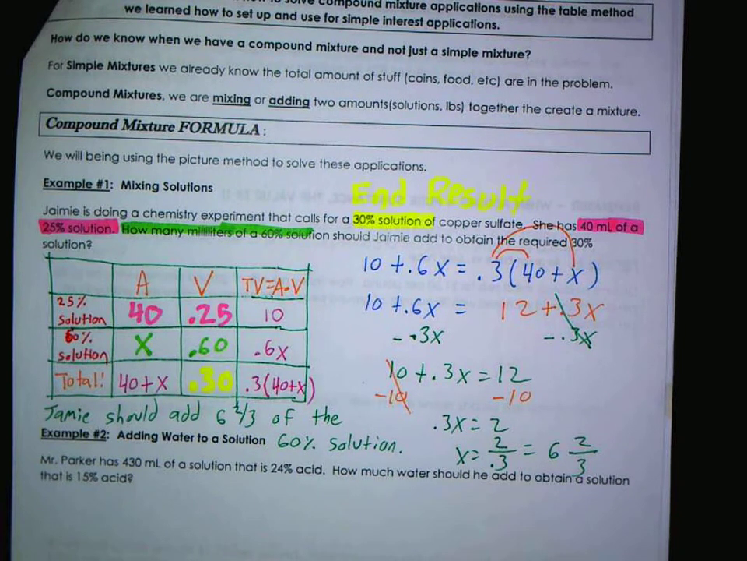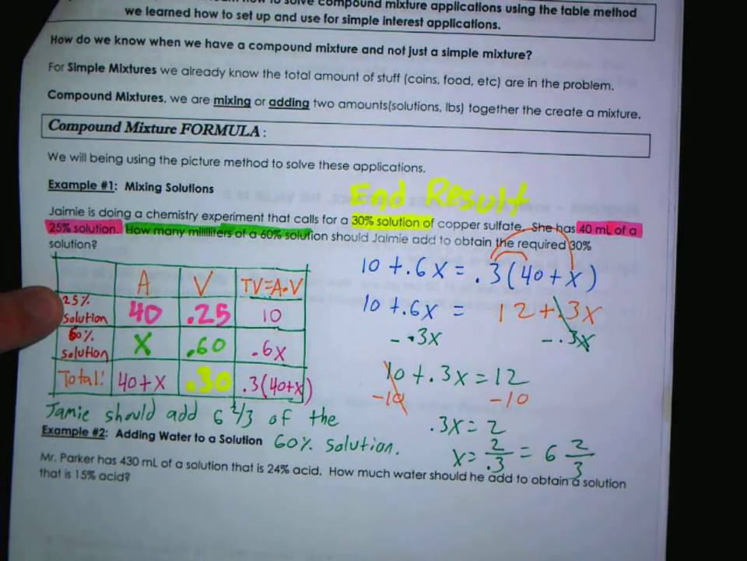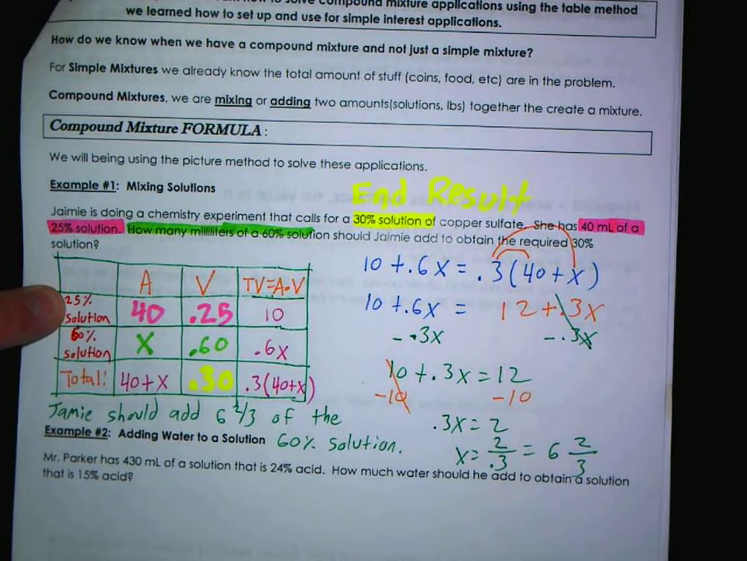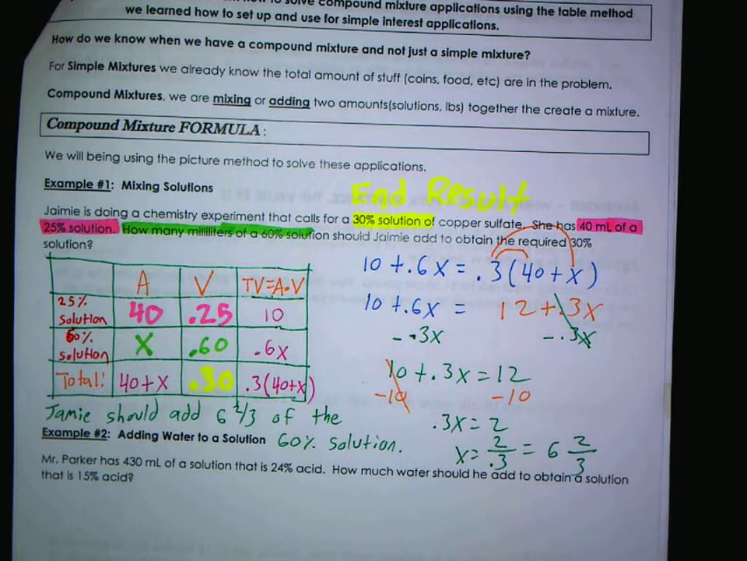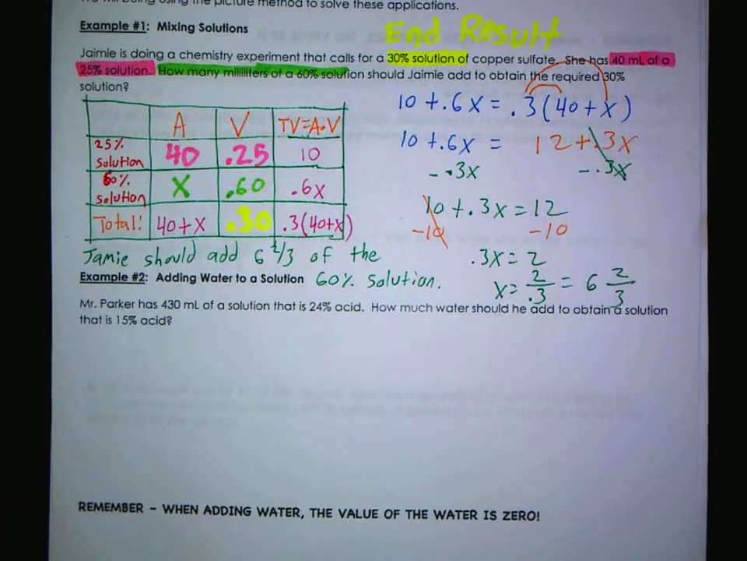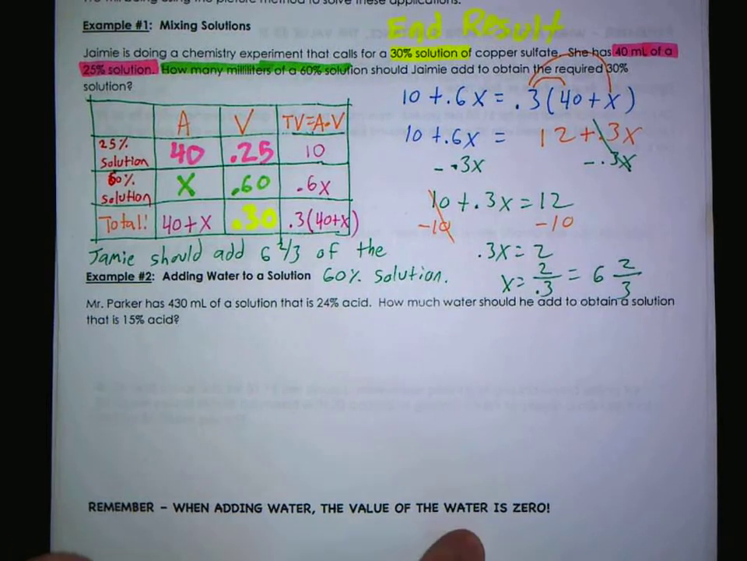Next example is adding water. If you add water to something, water is 0% always. So if you add water to any solution, like this 25% solution, that would make it dilute. You ever made grape juice or apple juice? The more water you put in, the less flavorful it is, right? Sometimes with juices from stores or home, I'll mix it with some water because it's too sweet. Anyway, water has a 0% value. And right here, when adding water, the value of the water is 0.